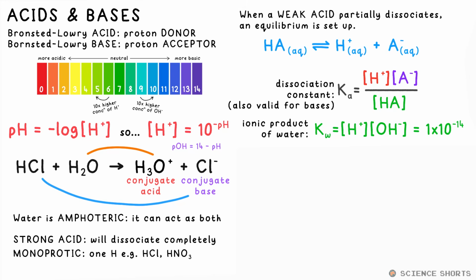Calculating the pH of a strong acid is easy, as the concentration of H+ is the same as the original concentration of the acid itself, as it completely dissociates. Don't forget to double it if it's diprotic though.